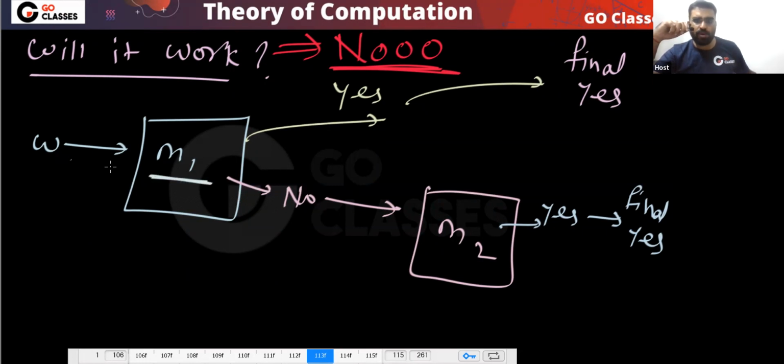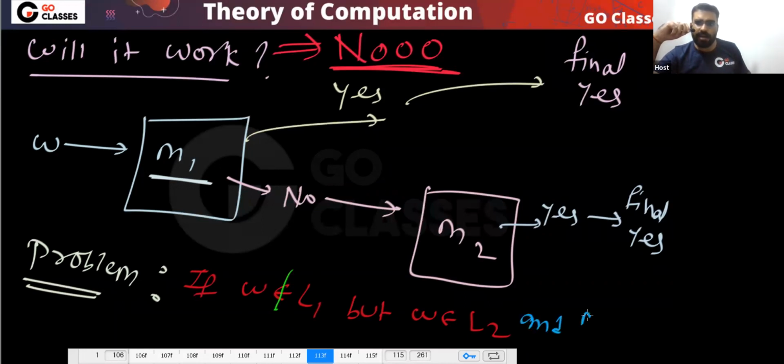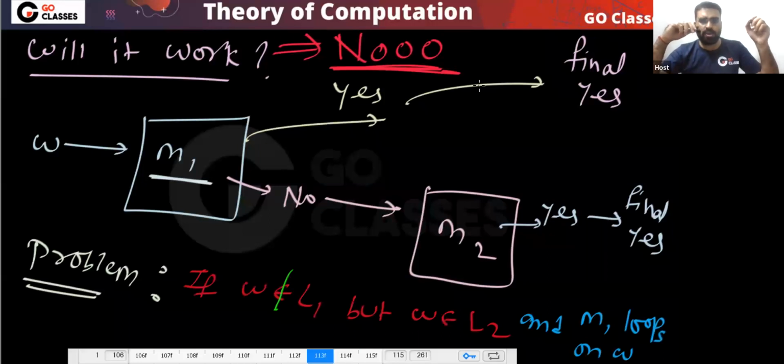So, when will the problem happen? The problem will happen if W does not belong to L1, but W belongs to L2. Please understand carefully. The problem will happen in this situation: when W does not belong to L1, but W belongs to L2, and M1 loops on W. This is the problem. Agree or not?